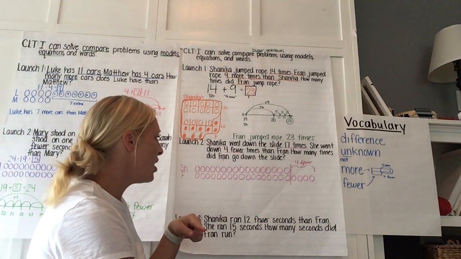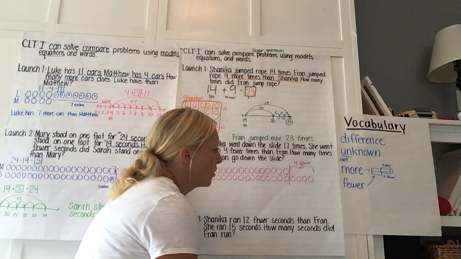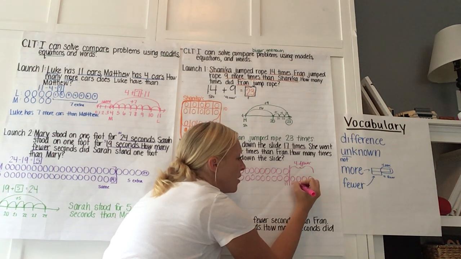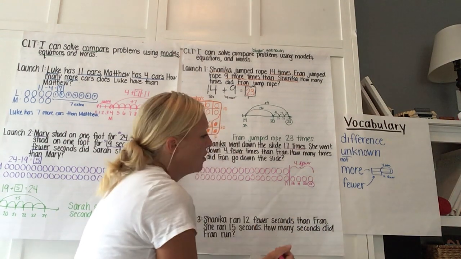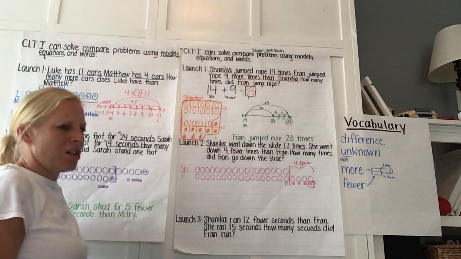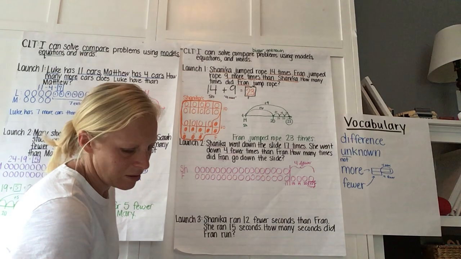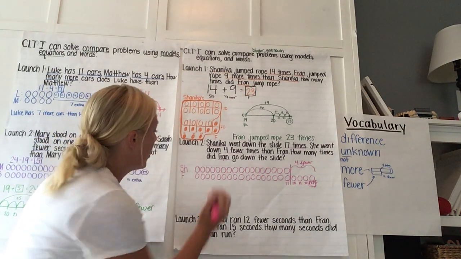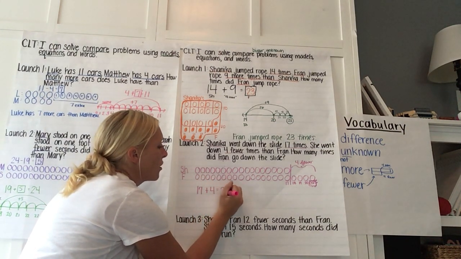So then how many did Fran jump? This was 17. This is 18, 19, 20, 21. Ooh. So what equation would you write for that? Oh my goodness. Okay, so you started with 17. You added that 4 more to get to 21.